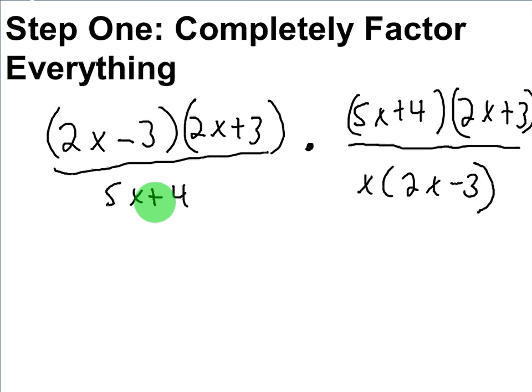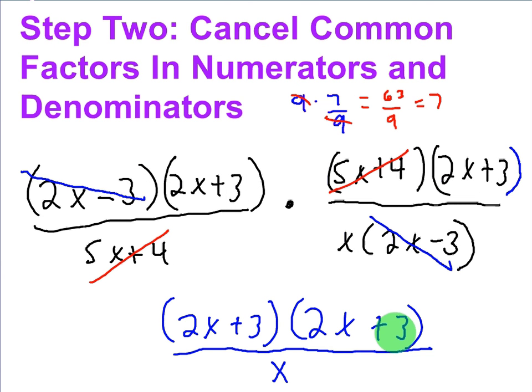So your next step is to cross cancel that stuff, and on the top you'll be left with 2x plus 3 times 2x plus 3. On the bottom you'll be left with x. So step 2, cancel common factors in the numerators and the denominators. Okay, your next step is going to be multiply or simplify whatever you end up with.